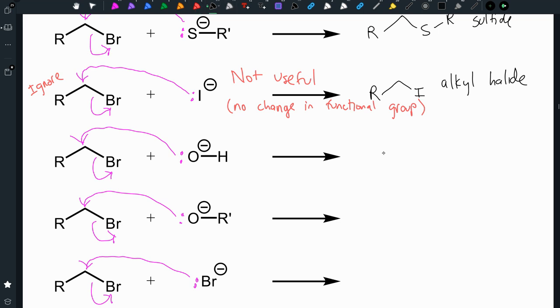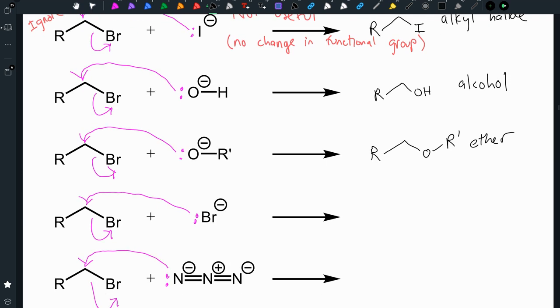Okay, next one, I'm replacing the Br with an OH, so that's making me an alcohol. All right, so this gives me another option to make an alcohol. You may remember when we studied alkenes, we saw ways that we can turn alkenes into alcohols. Now we have another way to make an alcohol. If I replace an alkyl halide with an OR group, that makes an ether. Hopefully you recognize that the next one is also useless because it's, again, not really making any change, so this is not useful.